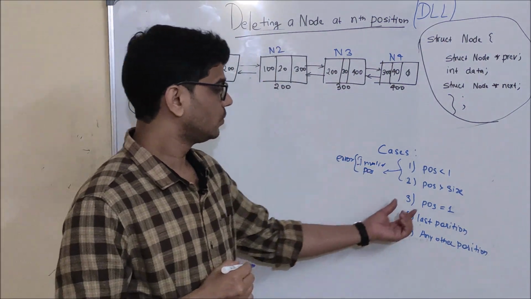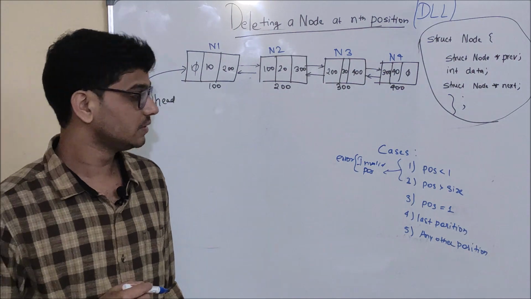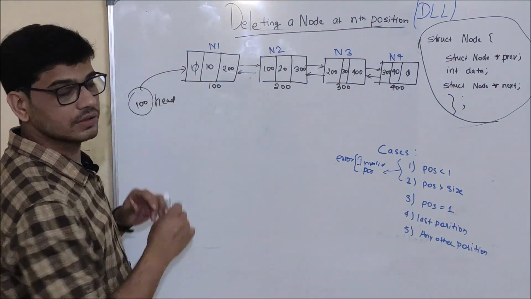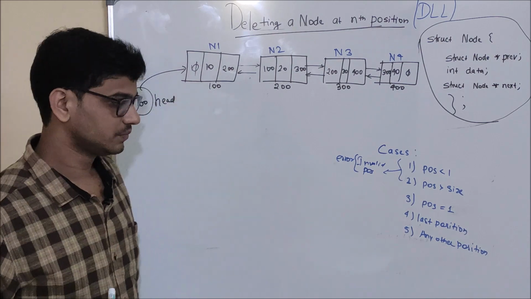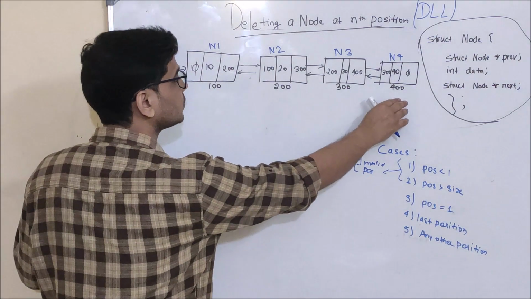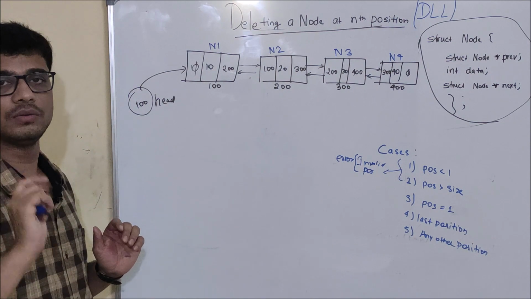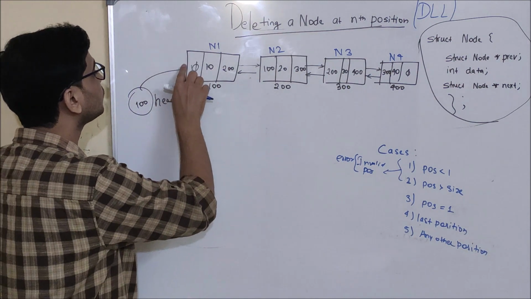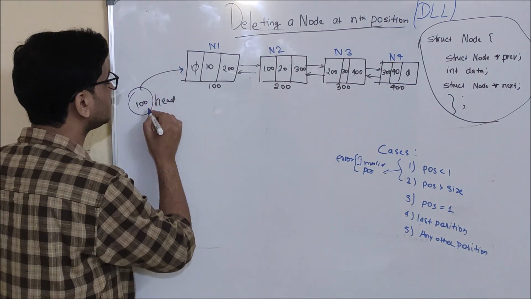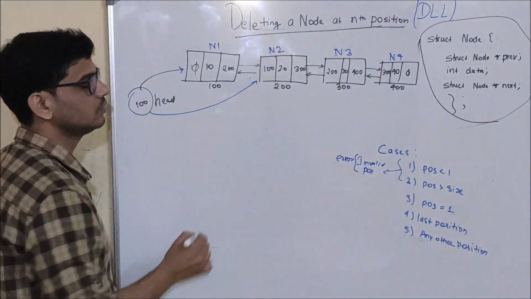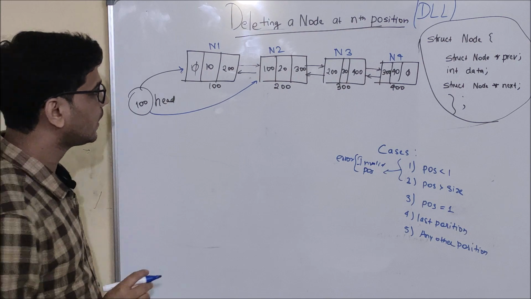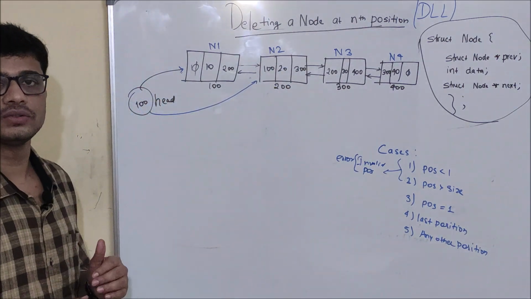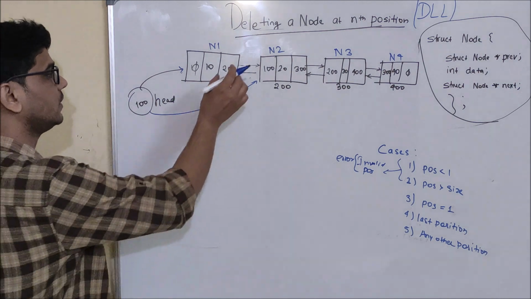Okay. Now let's come to case 3, that is position is equal to 1. That is, I want to delete node 1, the first node. Suppose this is a linked list and here I want to delete node 1. So what I need to do? I need to first of all somehow make this head pointer point to node 2, and node 2's previous part needs to point to some null location, that is, contain null.